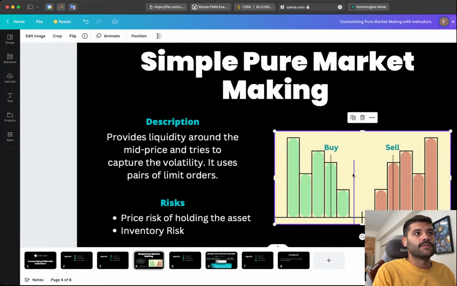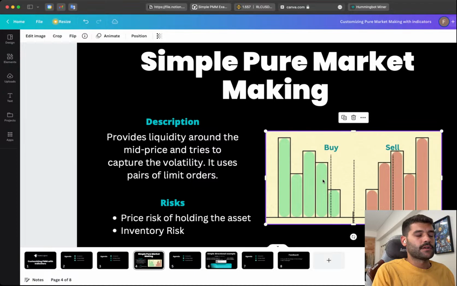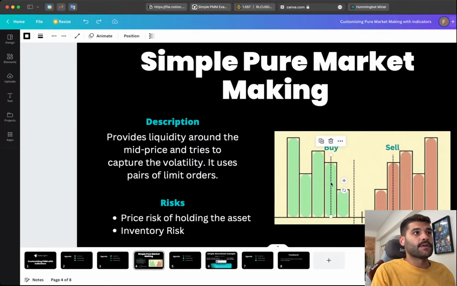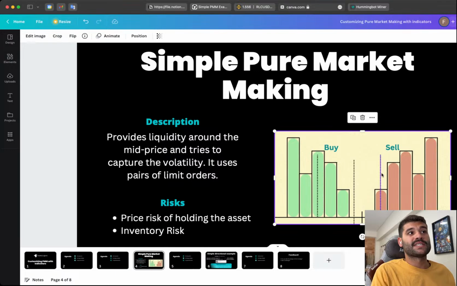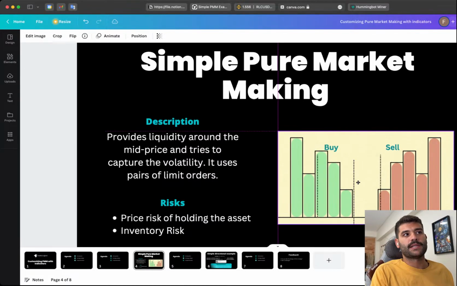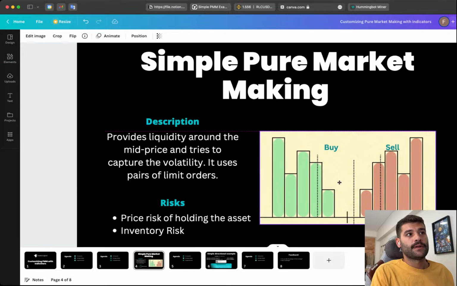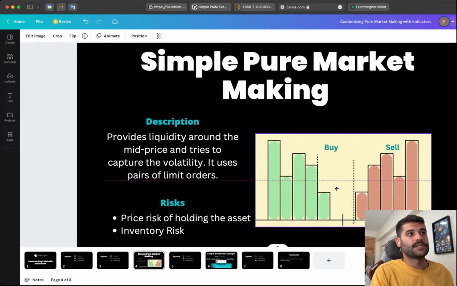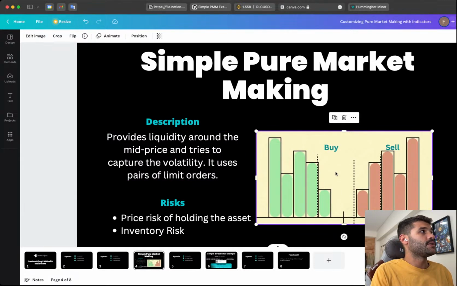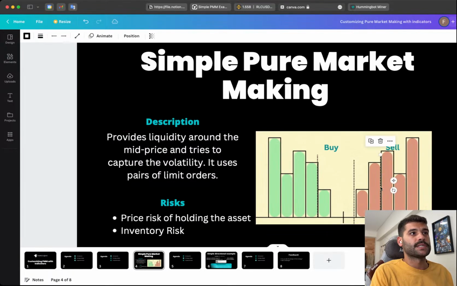So if this is the new mid price, this buy order will be now here, for example, and this sell order will be here. So the probability of execution of the sell order is higher than the buy order because the RSI is saying that the price is going down. If the RSI says that the price is going up, suppose that is this case, right? The probability of execution of the buy order is much higher than the one from the sell order.